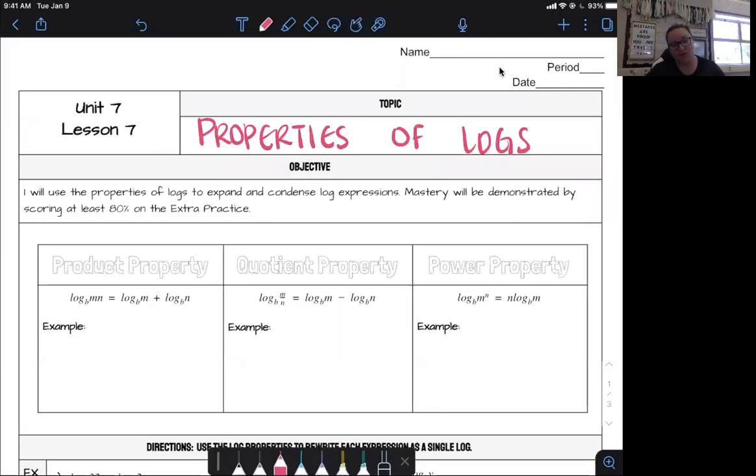Today we're going to be doing Unit 7, Lesson 7. Our main topic is properties of logs. So we're going to take the things that we learned about logs in our last lesson, and we're going to add to that knowledge with some properties that help us expand and condense logs and simplify expressions that contain logs.